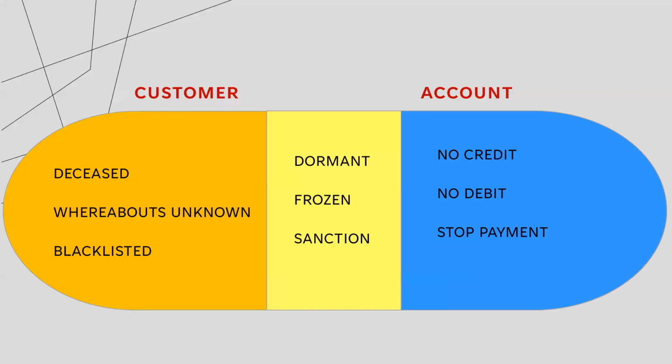Here I have listed three segments. The leftmost is only related to the customer, and the rightmost is only related to the account. The center one belongs to both, meaning dormant, frozen, sanction. It can be at the customer level as well as the account level, so it is present on both sides. If all accounts become dormant, then the customer also becomes dormant. Or if I put frozen at the customer level, then all accounts become frozen automatically.